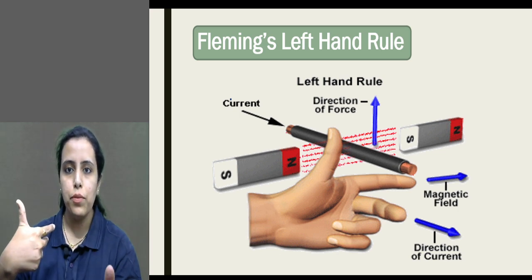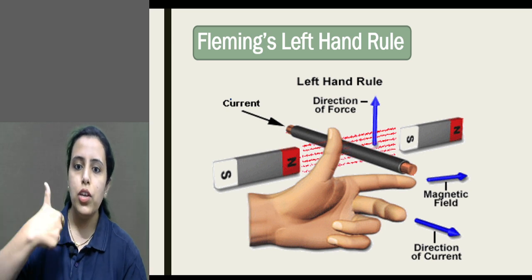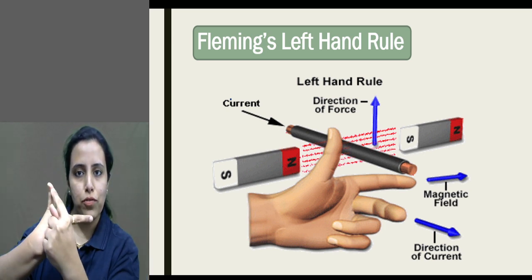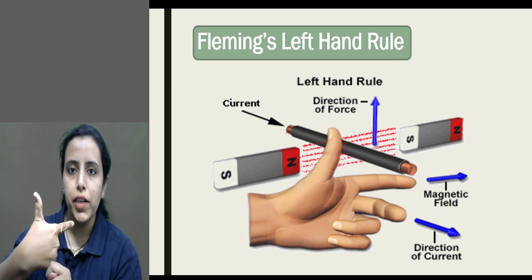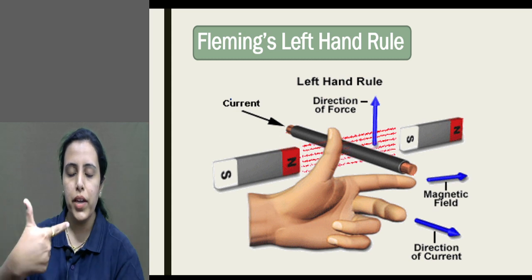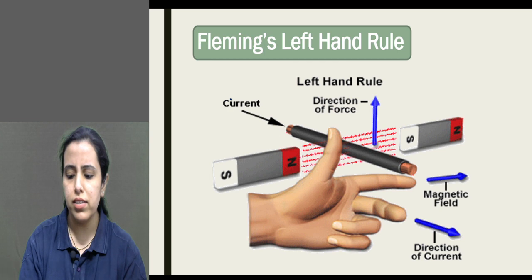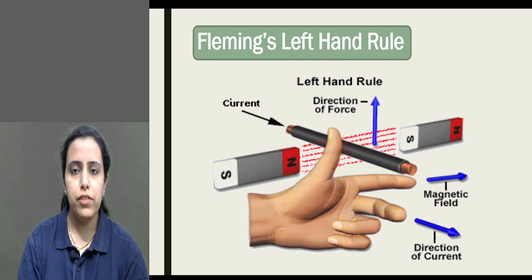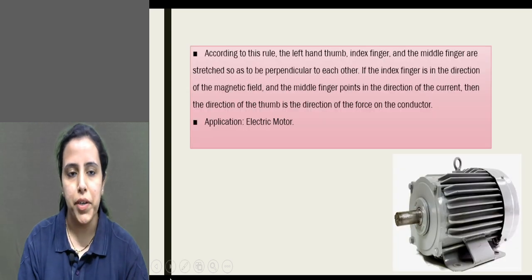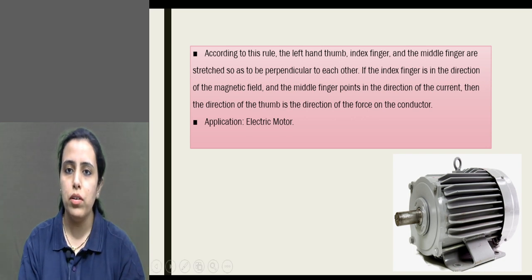So in a similar setup, as you can see in this particular figure, if you set up your fingers accordingly, you will definitely get the direction of force, which is the direction of the thumb. In this particular diagram, the direction of force is upwards. Okay, so this is how Fleming's left hand rule works. You can easily explain Fleming's left hand rule with the help of these parameters. The basic application of Fleming's left hand rule is the electric motor.